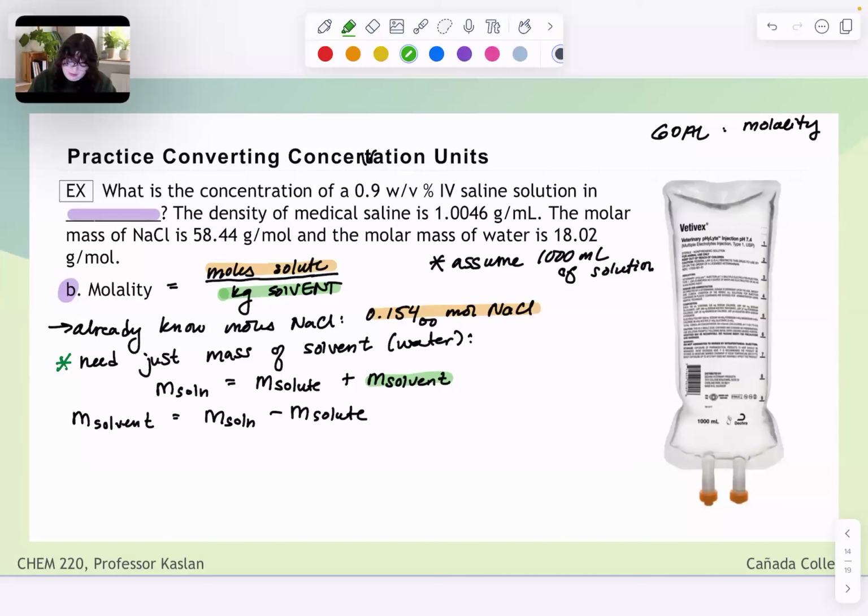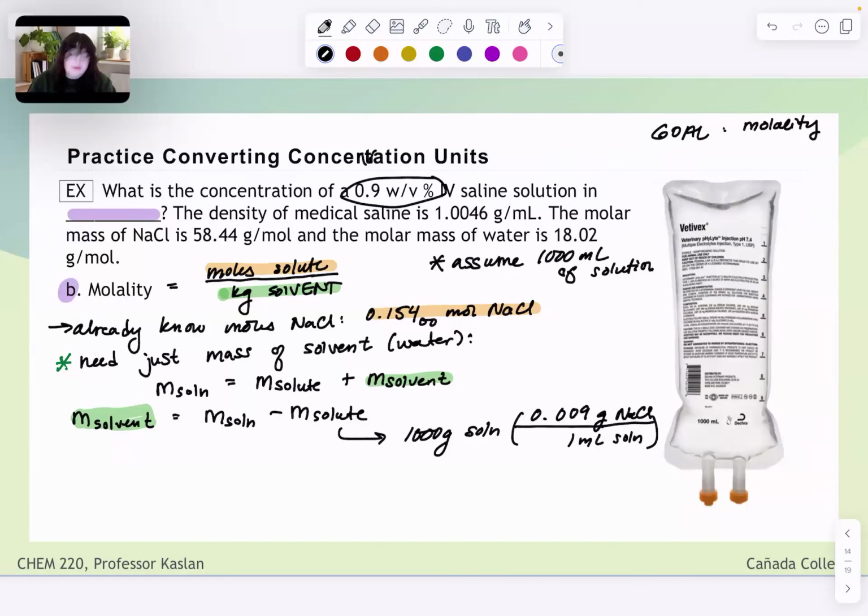So here we're trying to find mass of solvent, that's the mass of water. And we're first going to work on finding the mass of solute. So we had 1,000 grams of solution. And then we knew we had 0.009 grams NaCl per 1 mL of solution. That was my mass volume percent of saline, just expressed as a decimal instead of a percentage.